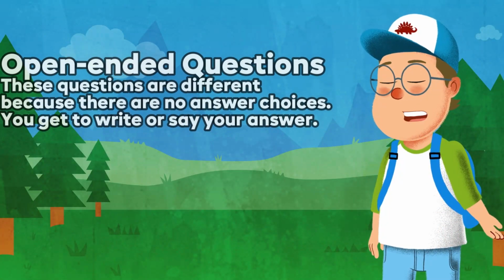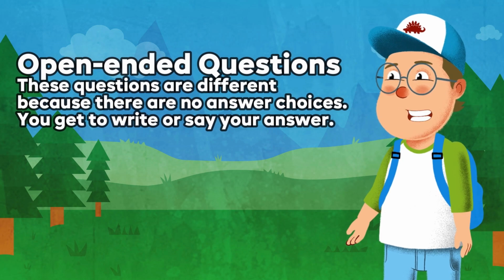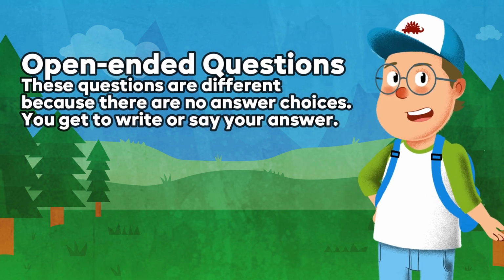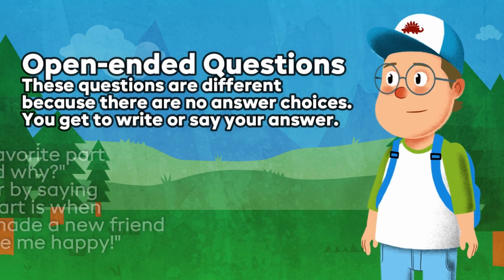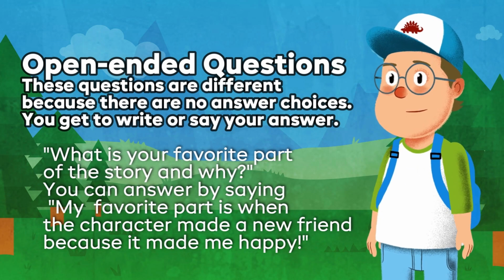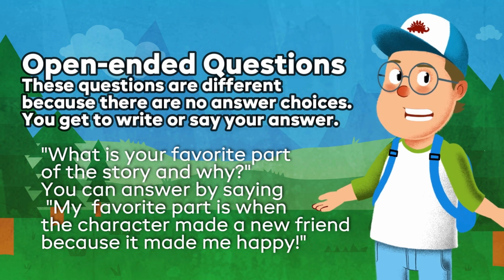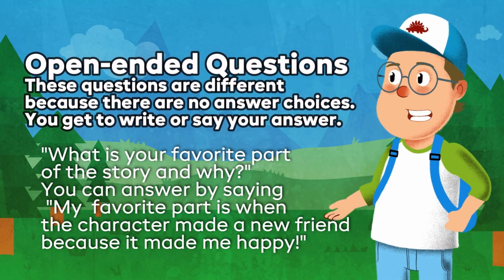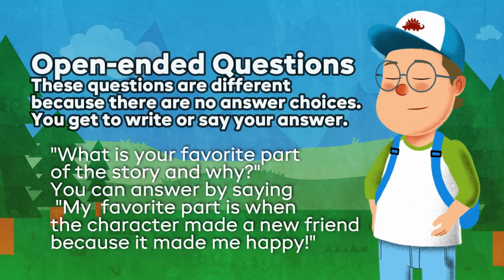Next, we have open-ended questions. These questions are different because there are no answer choices. You get to write or say your answer. For example, what is your favorite part of the story and why? You can answer by saying, my favorite part is when the character made a new friend because it made me happy. You get to explain your thoughts, and there's no right way to answer, as long as you explain clearly.